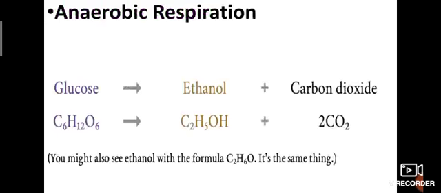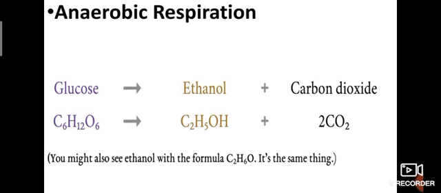So anaerobic respiration is this type of respiration that happens in cells in the absence of oxygen. But aerobic respiration needs oxygen. Anaerobic results in a low amount of energy, but aerobic respiration releases a high amount of energy. That is the difference.